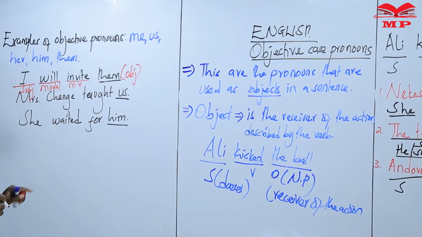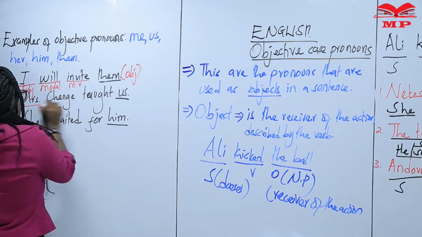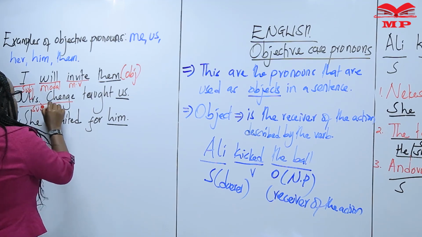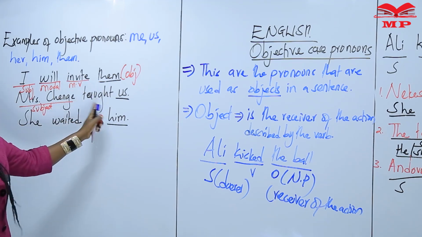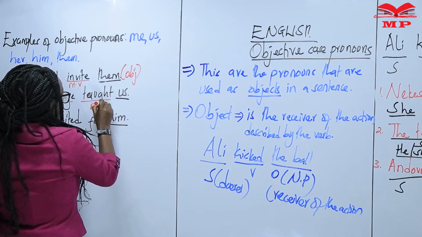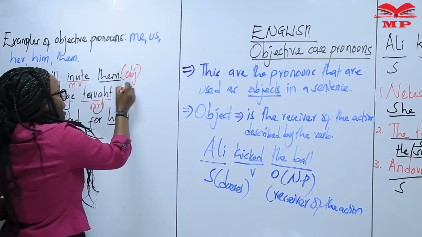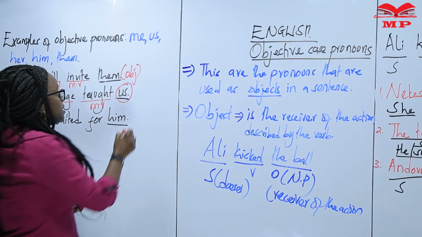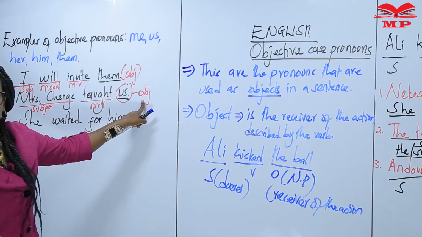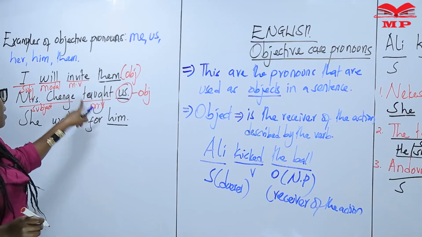Let's look at the second sentence. Mrs. Chege taught us. Mrs. Chege becomes our subject, because she's the performer of the action. She's the one that taught you. And then taught here is our main verb, or otherwise the verb, because we only have one verb in this sentence. And then us is a pronoun, but in this case it's an objective pronoun. Notice that the objective pronoun here comes after the main verb taught.